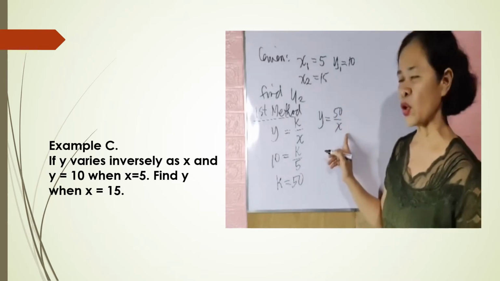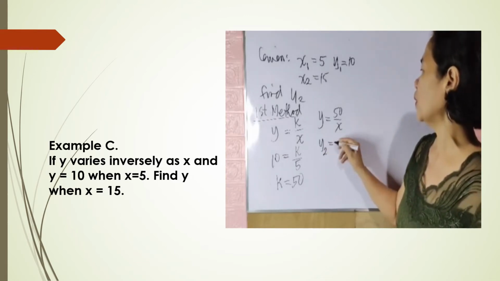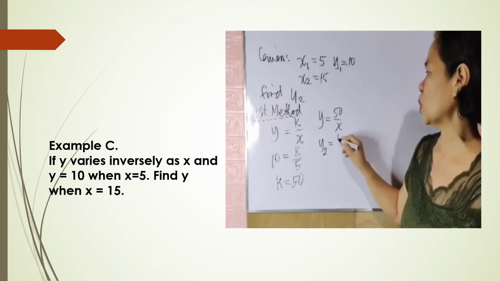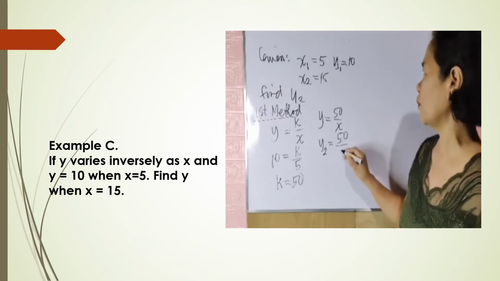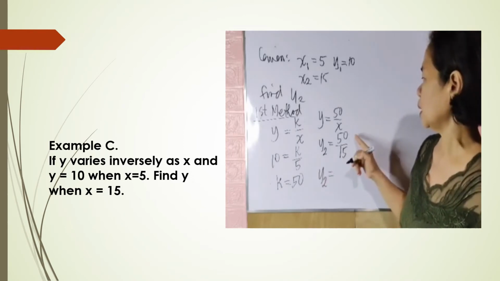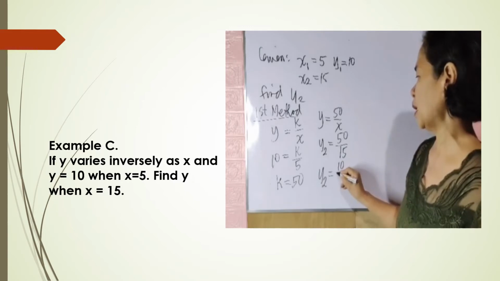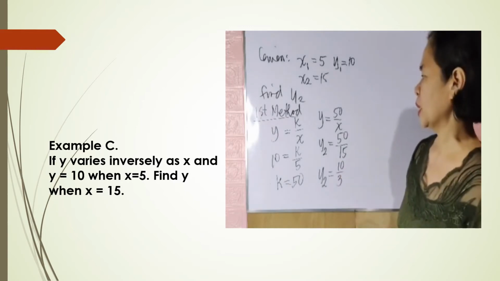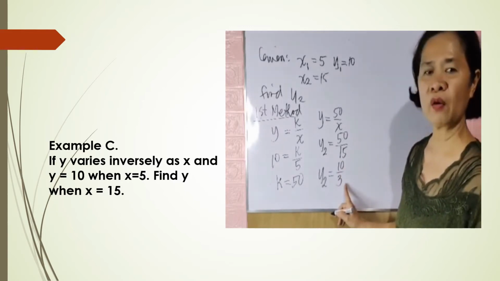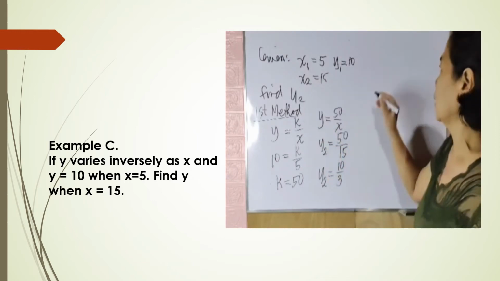Then, to solve for y sub 2, we substitute the value of x into this equation, so it will be 50 over 15. So y sub 2 is, simplifying 50 over 15, 10 over 3. So, y sub 2 is 10 over 3 when x equals 15. The second method.